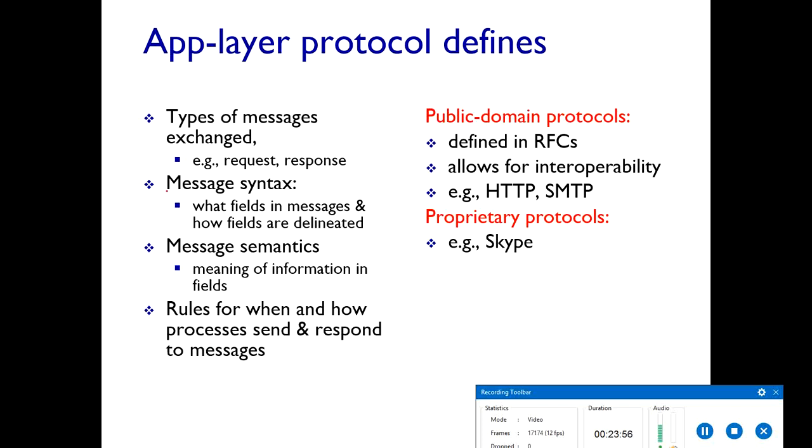Alright, now the application layer protocol defines the types of messages exchanged, message syntax, semantics, and rules. There are public domain protocols which are defined in RFCs. They allow interoperability, and some of the public domain protocols are HTTP and SMTP. There are proprietary protocols also. Proprietary protocols are developed by individual organizations, or someone is in charge of them. An example is Skype.